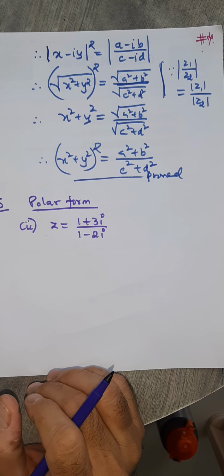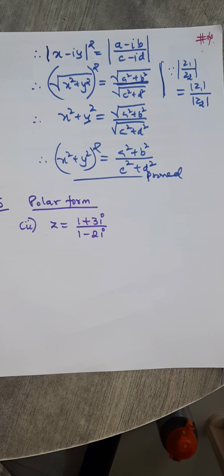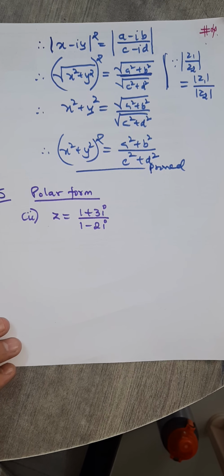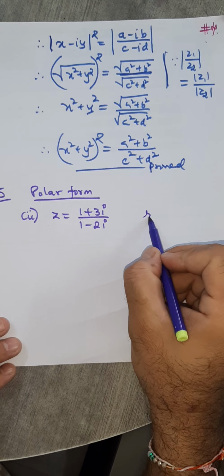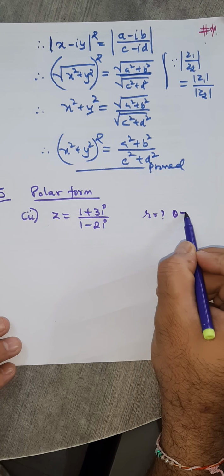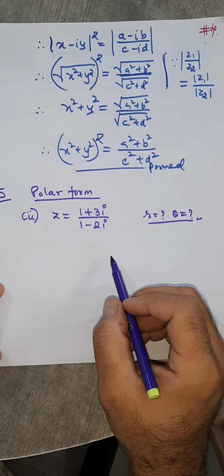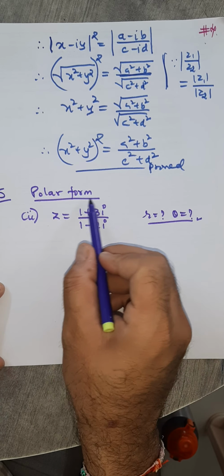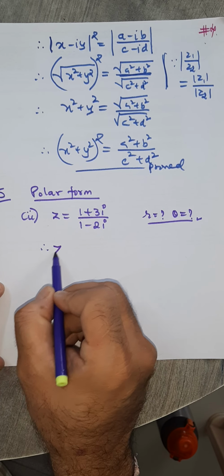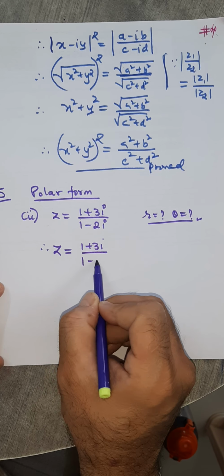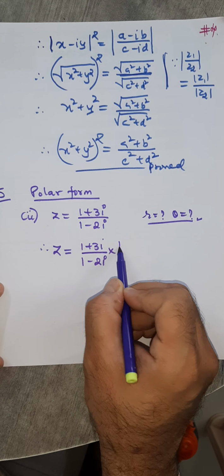Okay, question number 5 is about getting the polar form of a given complex number. To get the polar form means what? You find r and theta. You need to find what is r and what is the argument. These two things you need to get. So to get r and theta, this should be expressed in a plus ib form. So I'm doing that as we did in the previous question, simplification, multiplying and dividing with the conjugate here.